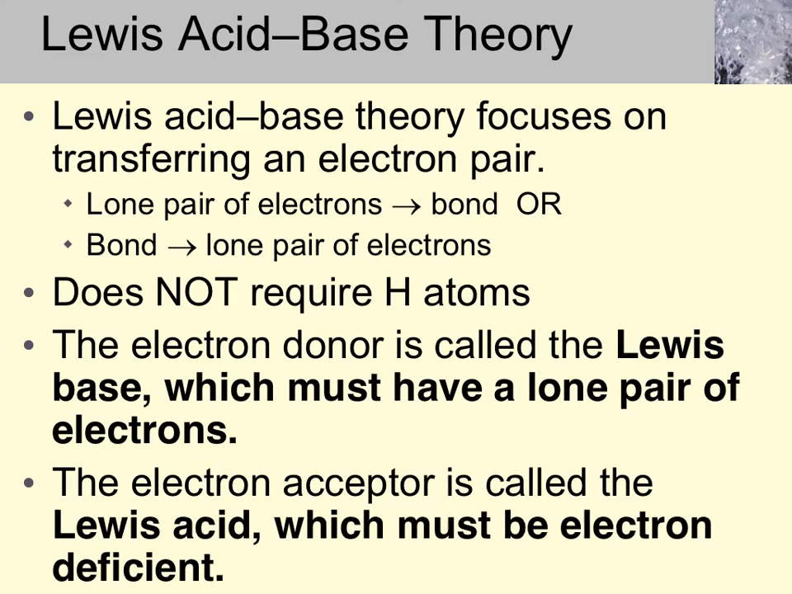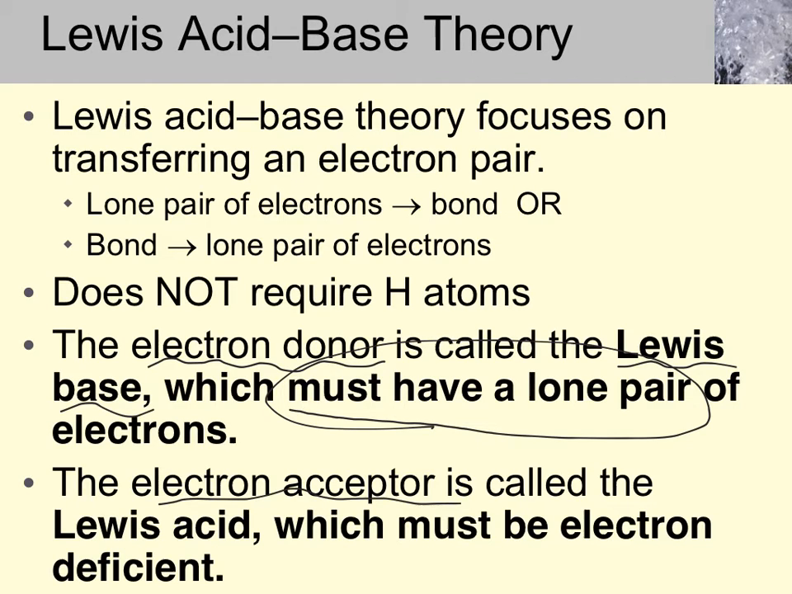Lewis acids and bases are defined on the basis of transfer of an electron pair, rather than the typical Bronsted-Lowry definition, which is defined in terms of transfer of a proton. So let's get the definitions down first. A substance that donates an electron pair is called a Lewis base. Obviously, the first thing a Lewis base must have is a lone pair of electrons available. The electron acceptor, or the electron deficient species, is the Lewis acid.